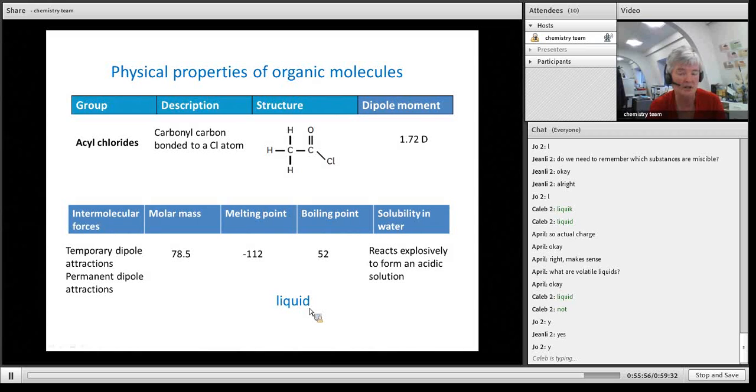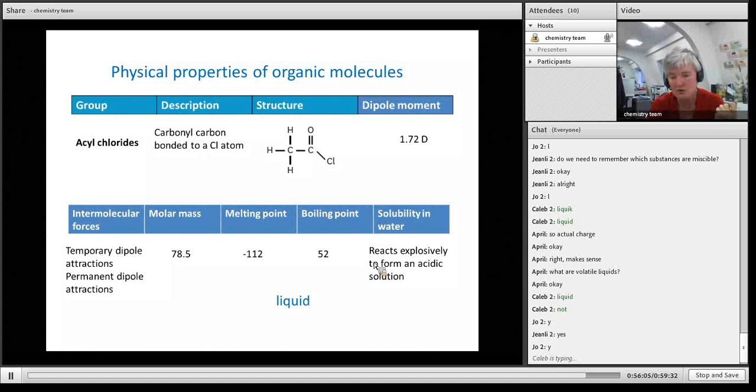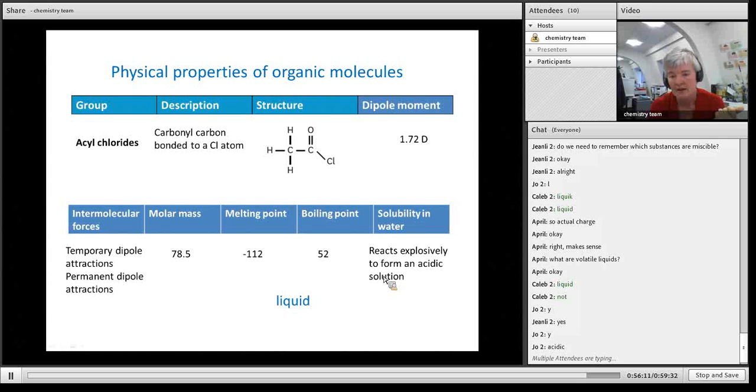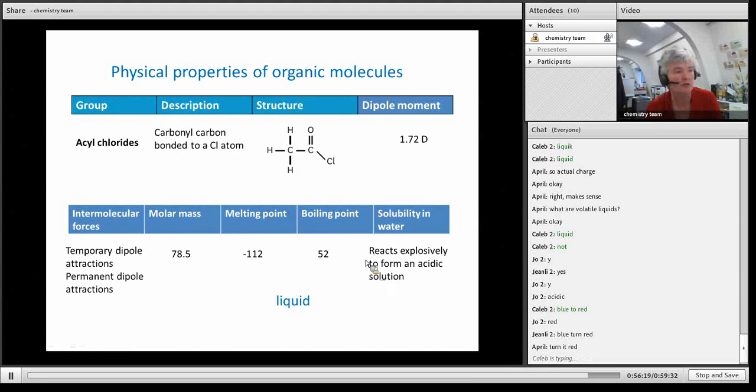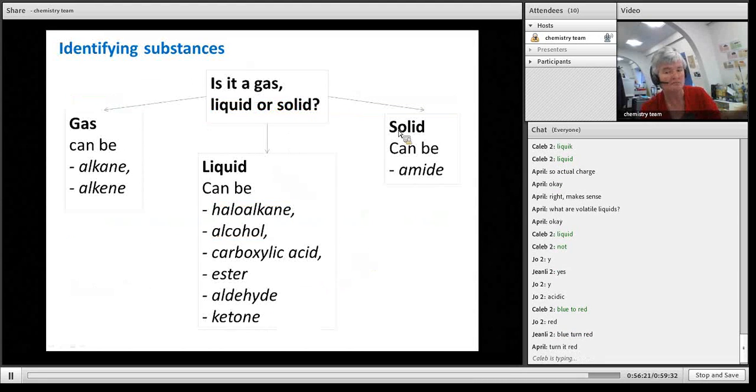So it is a liquid, and if you added quite a bit of water, it would form HCl solution. And what would that do to litmus paper? Okay, it's acidic, so it would turn blue litmus to red. As I say, the whole point of this standard is not to know whether it's got temporary forces of attraction or permanent dipole and so on, but to be able to use that knowledge to do an identification.